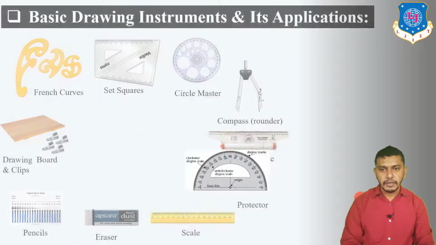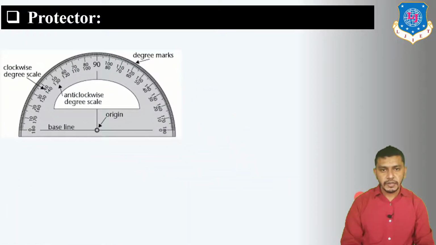Now the protractor. What is the use of the protractor? The protractor is used to measure and to draw angles. First of all, let us discuss the nomenclature of the protractor. This is the baseline, this is the origin, and here the degrees are indicated from 0 to 180 anti-clockwise and 0 to 180 clockwise. That means we can measure angles or draw angles in the anti-clockwise or clockwise direction.